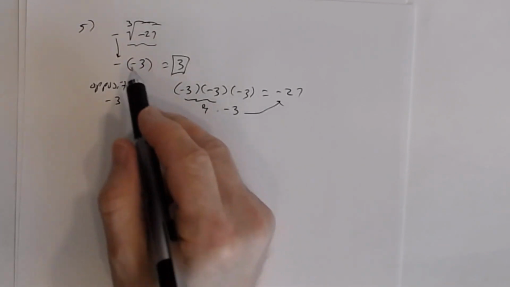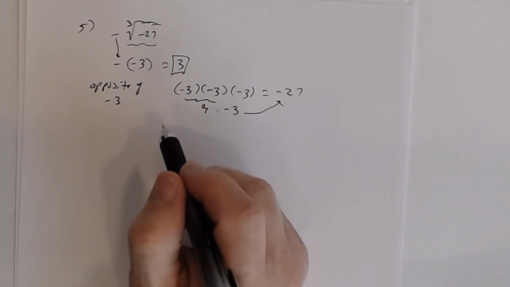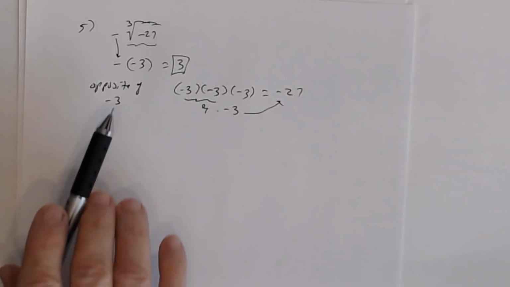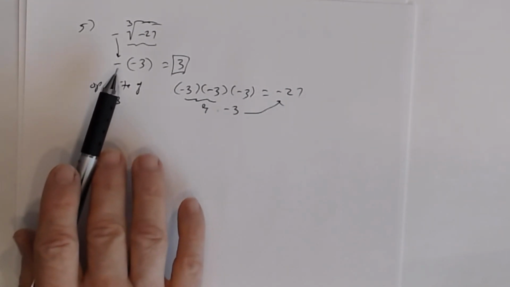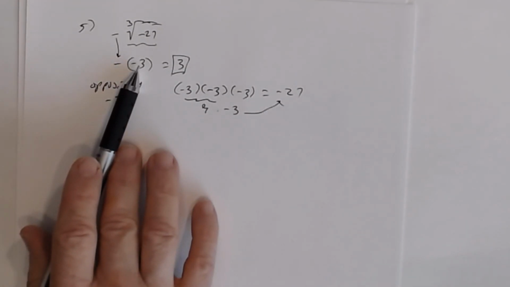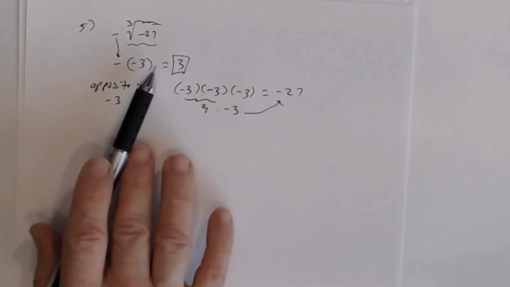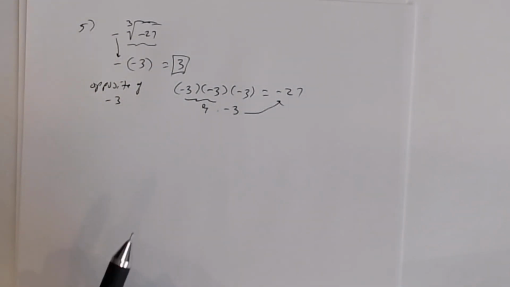All right, so be careful with the signs on some of these problems. You got to remember some things from the previous courses, like this meant the opposite of a negative 3, and you know that the opposite of a negative 3 is a positive 3.